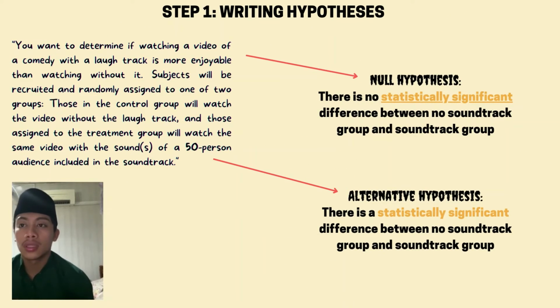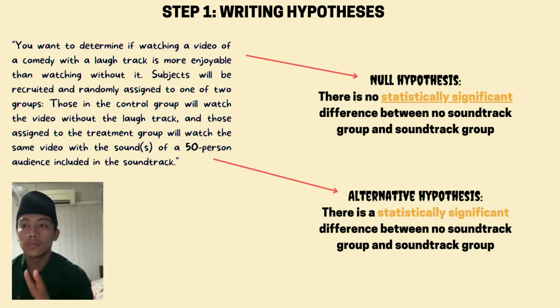Okay, so in t-test, the first step is that we need to write the hypothesis. For example, we are given a situation where we want to determine if watching a video of a comedy with a laugh track is more enjoyable than watching a video without it. So there are two groups here: the laugh track group that watches the comedy with a laugh track, and another group that watches the comedy without a laugh track.